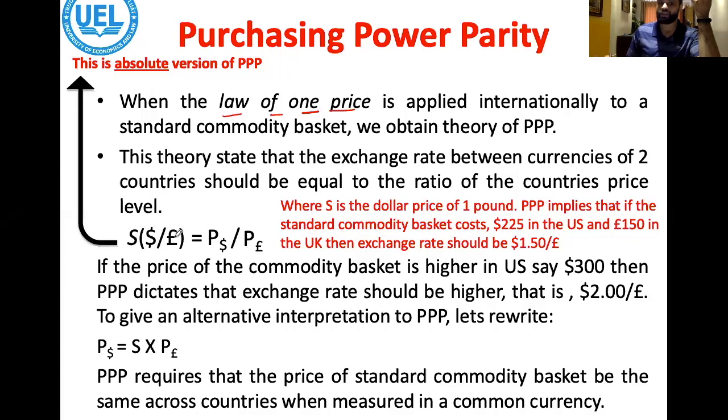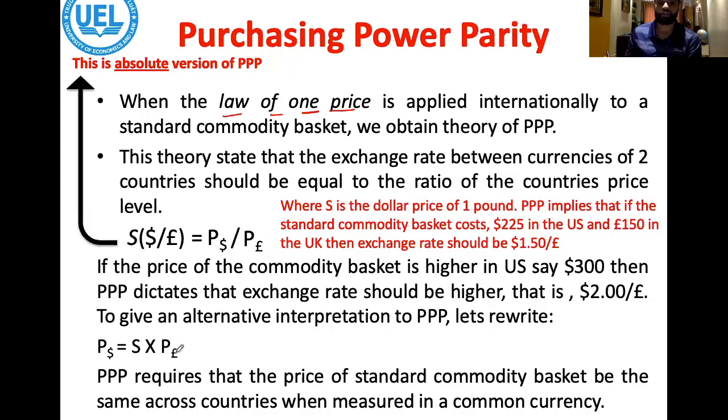This kind of estimation is called the absolute version of PPP. So if you want to apply purchasing power parity, you can use this equation to estimate the exchange rate, right? If the price of the commodity basket is higher in the US, let's say before it was $225, now it reached $300, then purchasing power parity dictates that the exchange rate should be higher, of course, since the dollar price has increased. So that is $2, right? 300 divided by 150. The idea is that if the dollar value or the pound value changes, the exchange rate will obviously be affected, right?